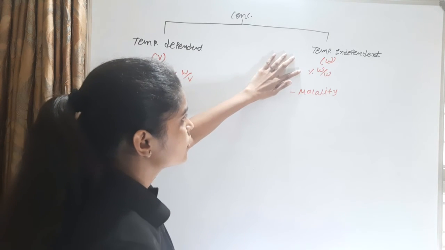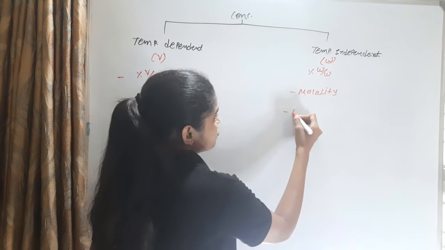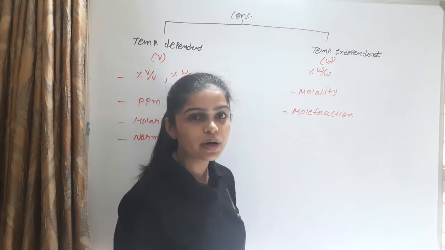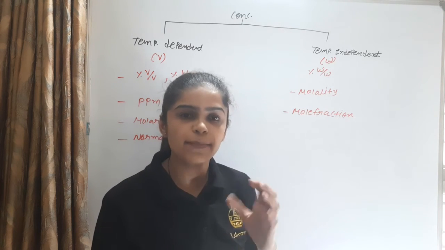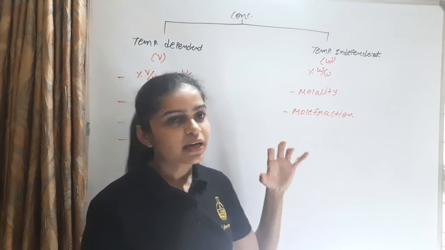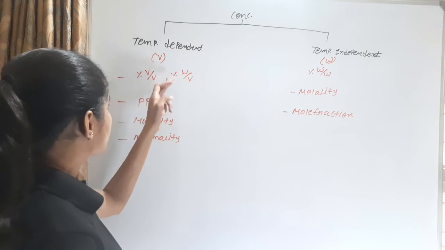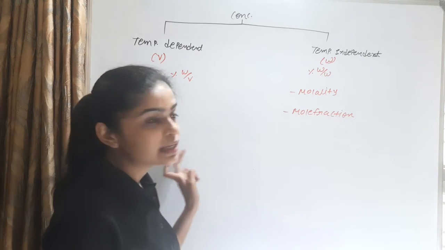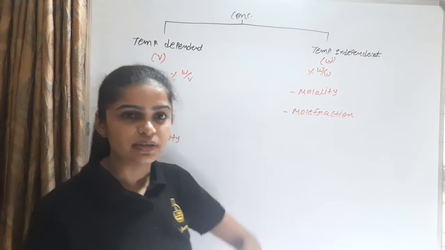Temperature independent terms are percentage weight by weight, molality, and then mole fraction. In the mole fraction, it is the number of moles of component A divided by the number of moles of component A plus the number of moles of component B, so it is independent of volume. That way, concentration is divided into two. Temperature dependent terms: percentage volume by volume, percentage weight by volume, ppm, molarity and normality. And temperature independent: percentage weight by weight, molality and mole fraction.